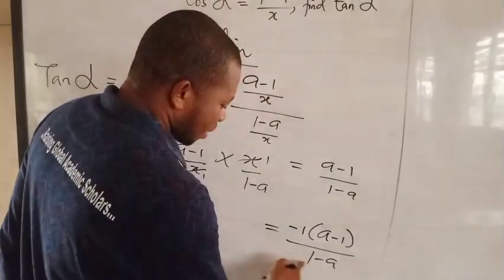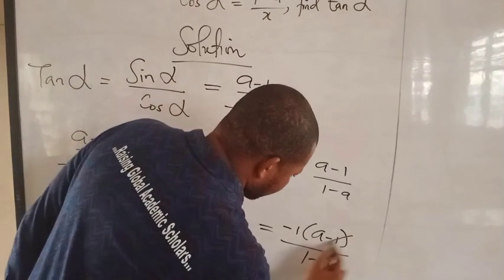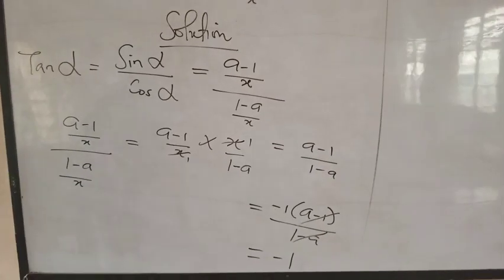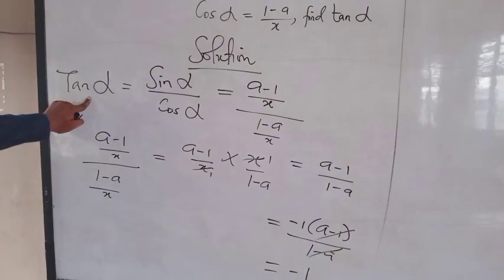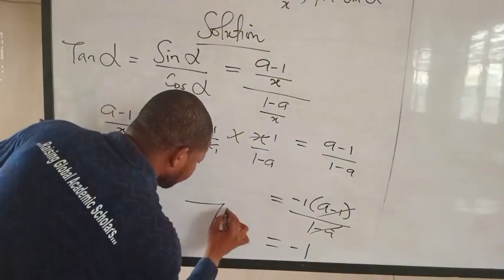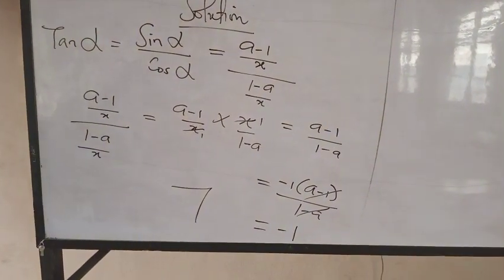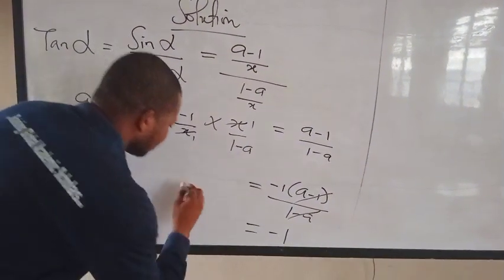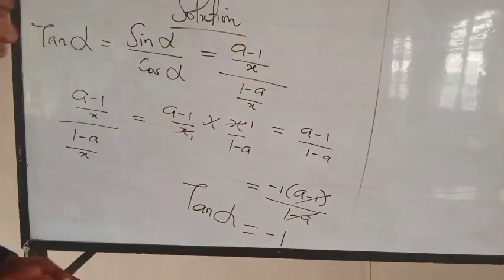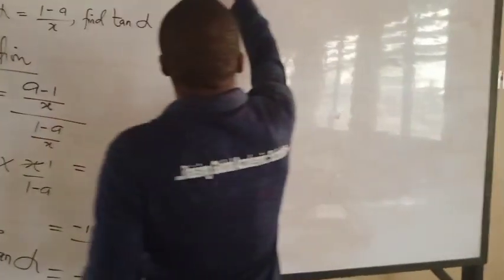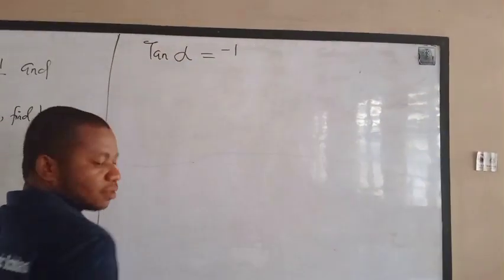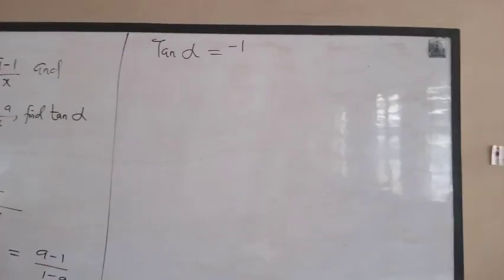So that means that what we are having here is the same thing as what we are having. So this one cancels out. We are left with -1. So it now shows that, mind you, this is what we are resolving. It then shows that our tan alpha is equal to -1. Yes, tan alpha is equal to -1. We don't stop here actually.